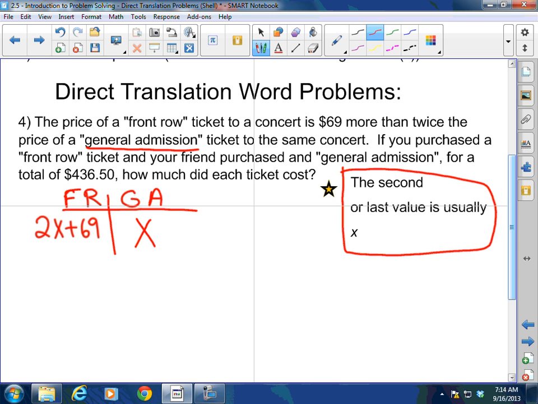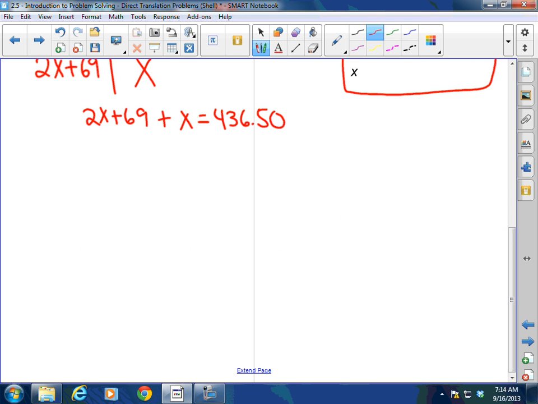Together, if you purchased a front row ticket and your friend purchased a general admission ticket for a total of $436.50, how much did each ticket cost? Well, the front row ticket, 2x plus 69, plus the general admission ticket, x, has to equal $436.50. Let's solve the equation, my friends. It's that simple. 2x and an x, that's 3x, plus 69 equals 436.50. Subtract 69 from both sides.